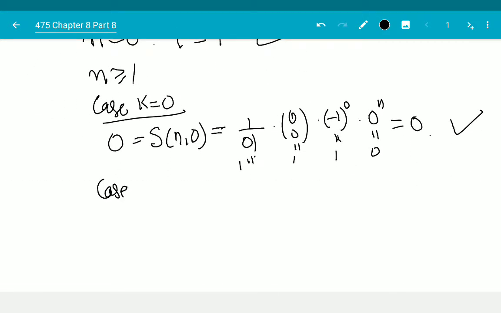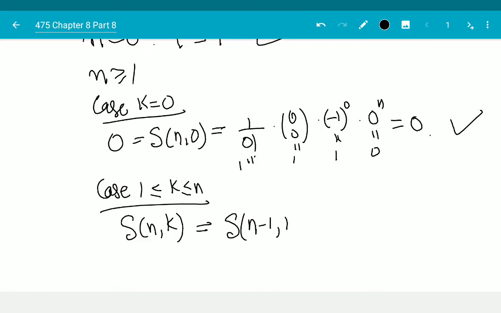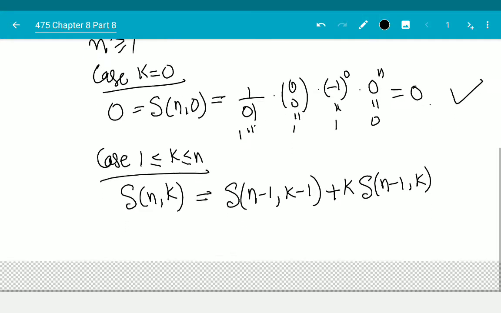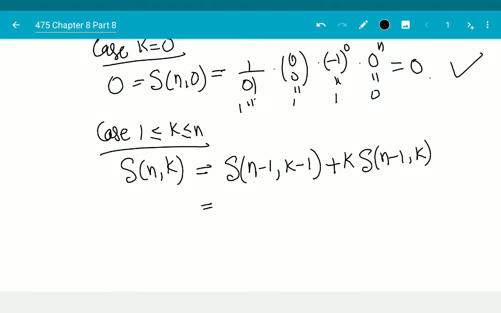And so we move on to case k between 1 and n, 1 ≤ k ≤ n. And we are going to assume that this is true for everything of n minus 1. So we are assuming that it is true for k from 0 to n minus 1, and we are going to prove the result for n. By a previous result, we have seen the recurrence S(n,k) = S(n-1,k-1) + k S(n-1,k), where this is equal to 0 if k is greater than n minus 1, or k minus 1 is negative. Well, expanding this out, since both of these are for n minus 1, I can assume the result for these.